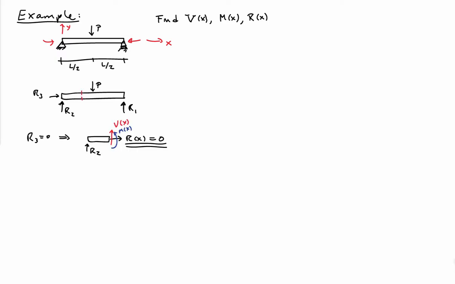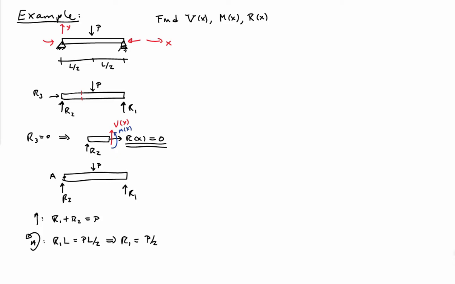If I make a section cut someplace along the length of the beam, I'm going to end up with a vertical shear V, a moment M, and an axial force R, an internal force, and that internal force is always going to have to be equal to 0 in this beam. So that gives me R of x is just a constant value, and the constant value is equal to 0.